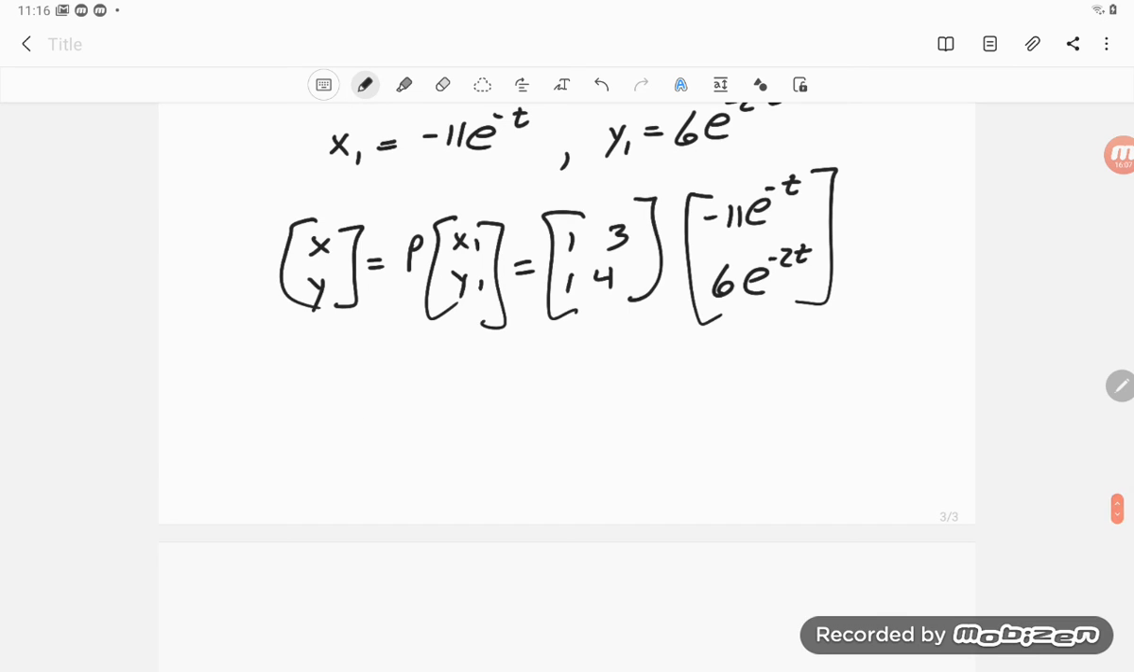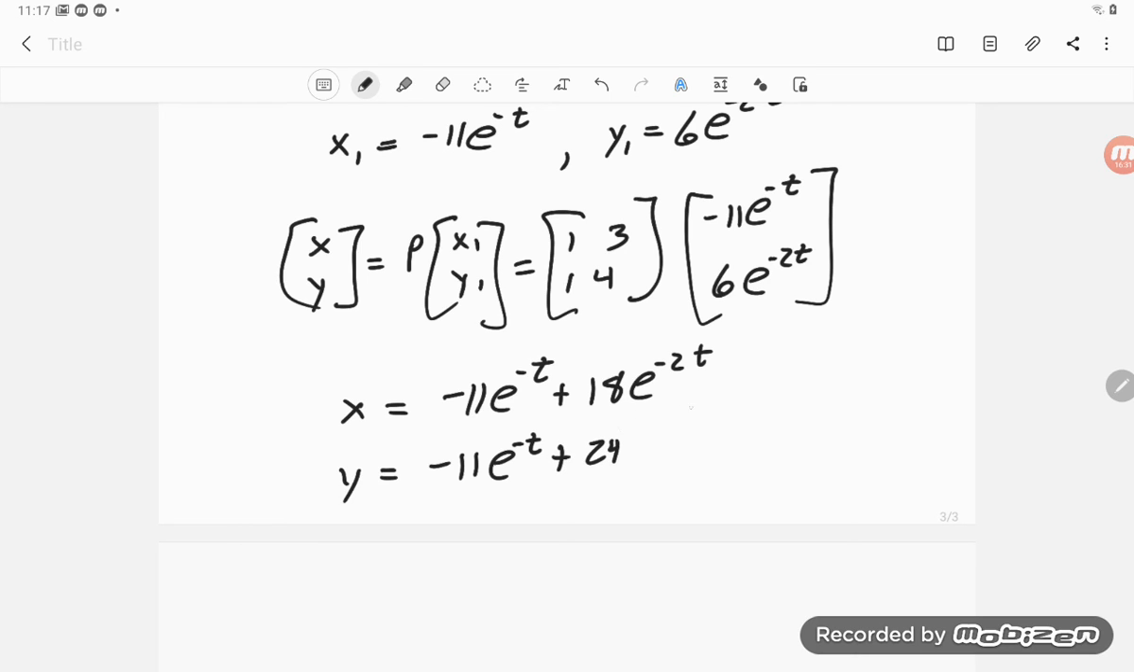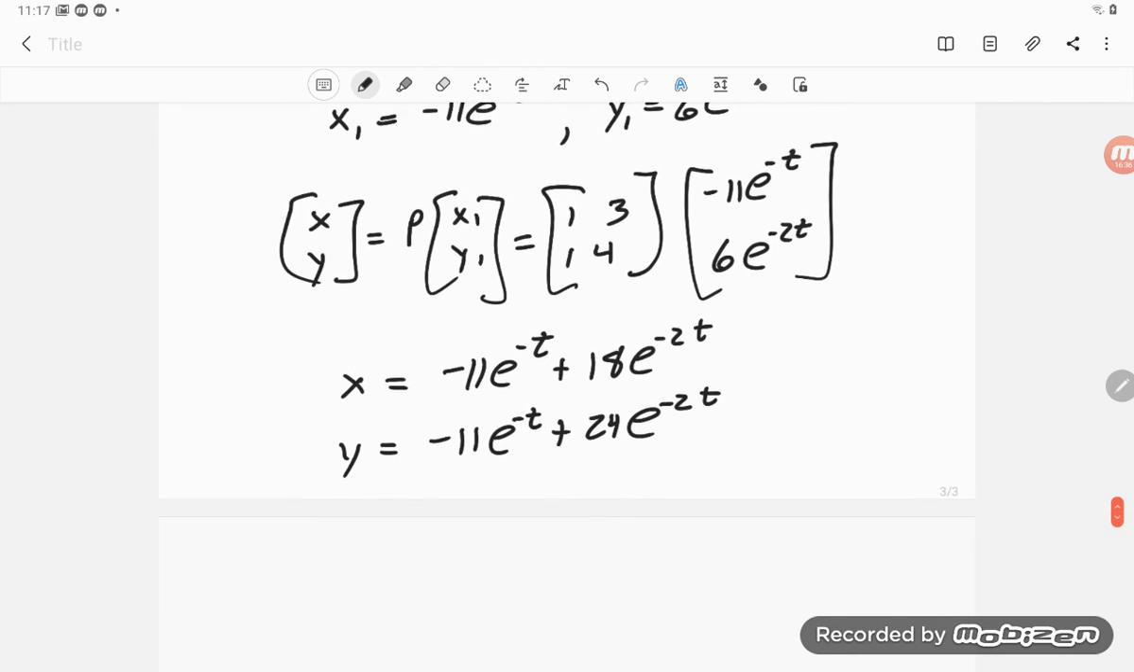And so our final solution, x equals 1, so negative 11 e to the negative t, and then 3, so plus 18 e to the negative 2t, and y is 1, so again a negative 11 e to the negative t, and then 4 times that, so plus 24 e to the negative 2t. And so there's a solution to a differential equation done with the diagonalization, and pretty nifty.